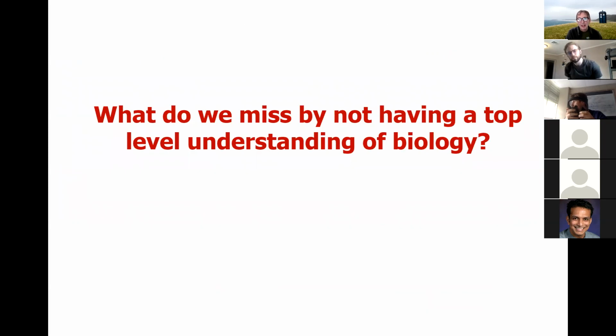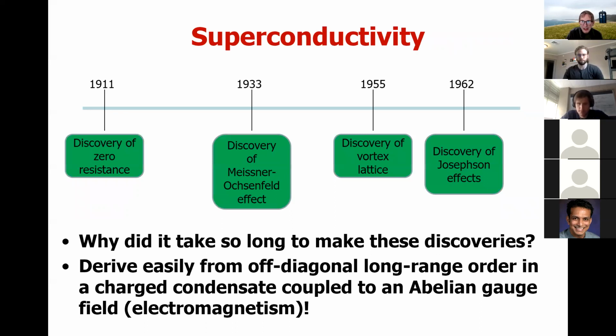topic here. So I want to end by asking, what do we miss by not having a top level understanding of biology? And I'm going to come back to one of the central topics of this course, which is superconductivity. And I want to try to use this as an example to help us think about living systems. So here is the history of superconductivity, which we're going to go into huge detail about in this class.